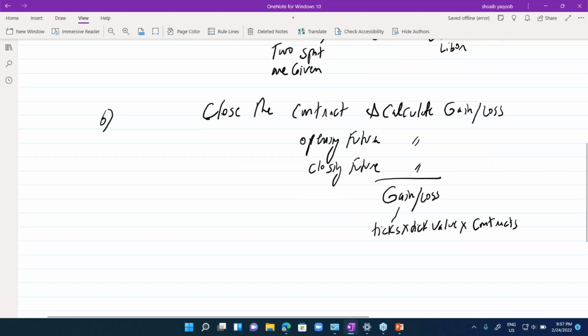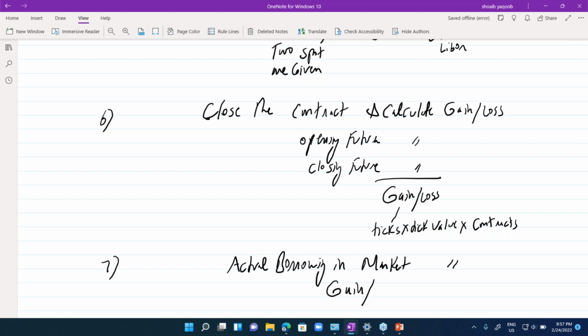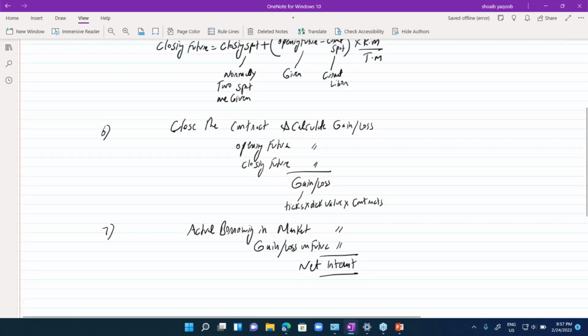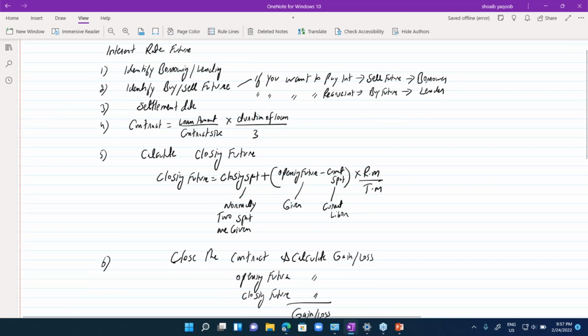And the last step will be actual borrowing in the market, then the gain or loss on the future. You will be calculating the net interest payment or receipt. So these are the steps which you will perform in the calculation of interest rate future.